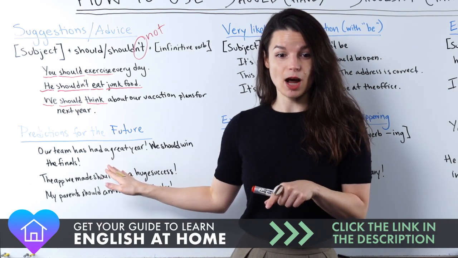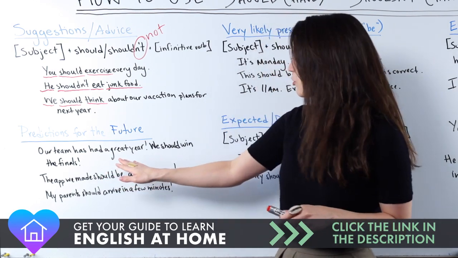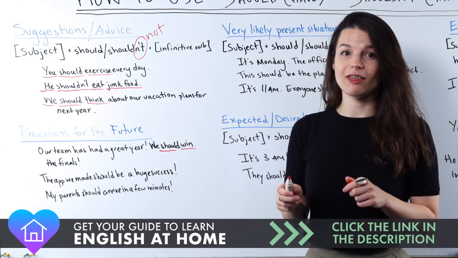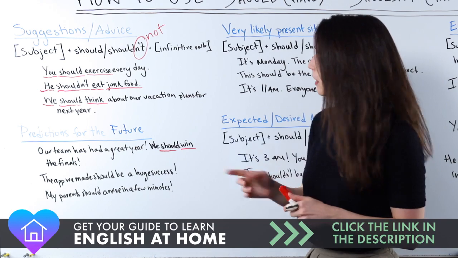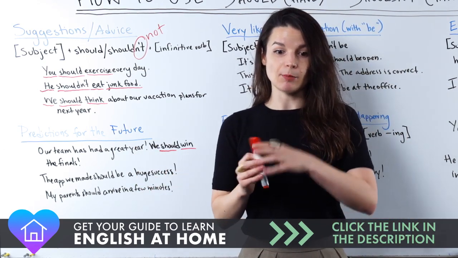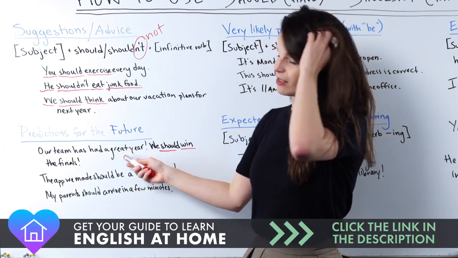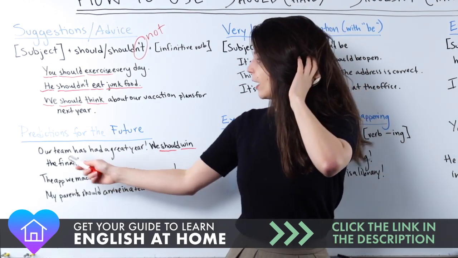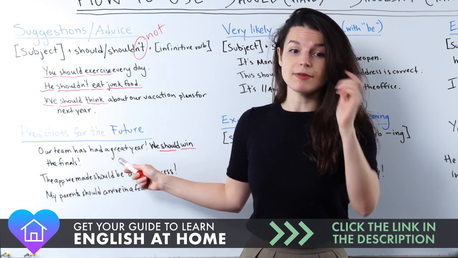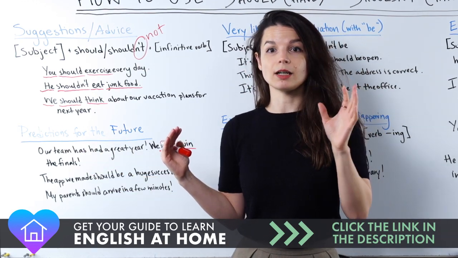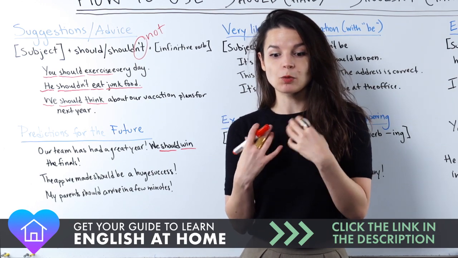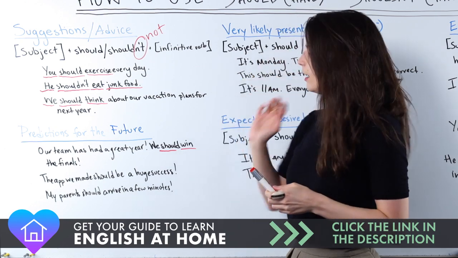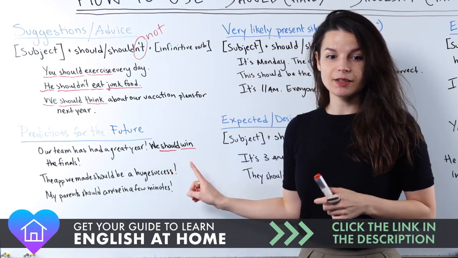Our team has had a great year. We should win the finals. So this is like a sports example, yeah? So if I'm on a basketball team or a football team or something, and my team, this part, our team has had a great year. That means up until now, this year, our team's performance was very good. But we say our team has had a great year. Then we should win the finals.